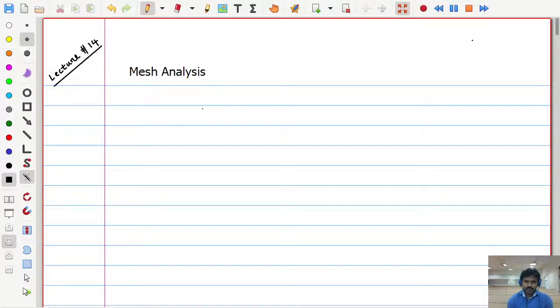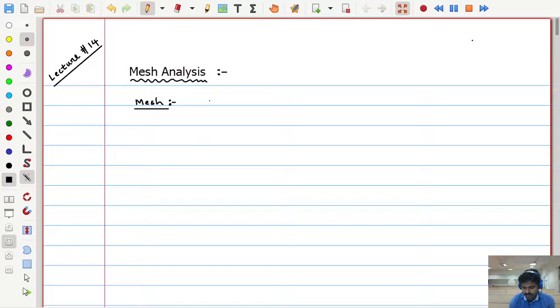Right. So, welcome to lecture number 14. In this lecture, we will study mesh analysis. And first, let us see what mesh analysis exactly is. We saw the mesh definition previously.